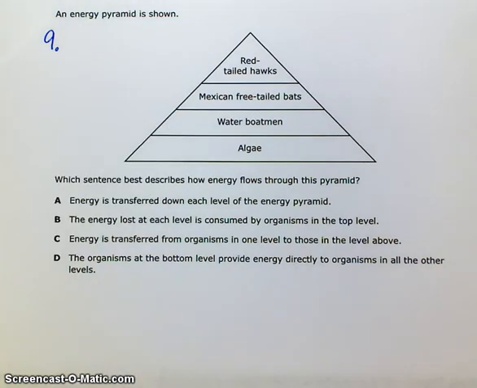Which sentence best describes how energy flows through this pyramid? A, energy is transferred down each level of the energy pyramid. B, the energy lost at each level is consumed by organisms in the top level. C, energy is transferred from organisms in one level to those in the level above. D, the organisms at the bottom level provide energy directly to organisms in all the other levels.